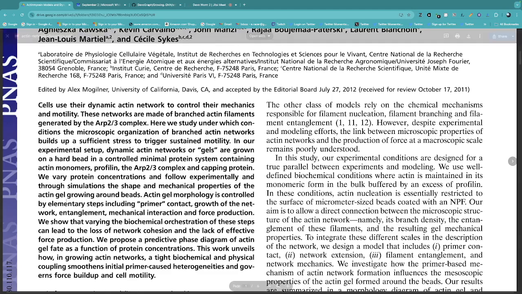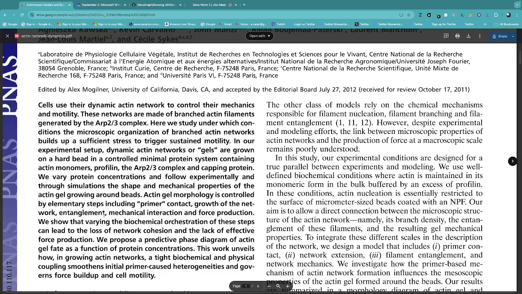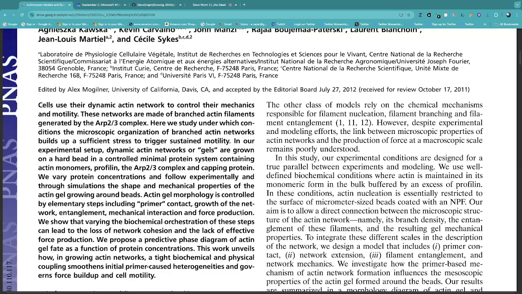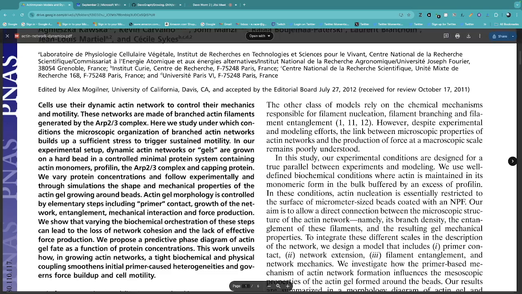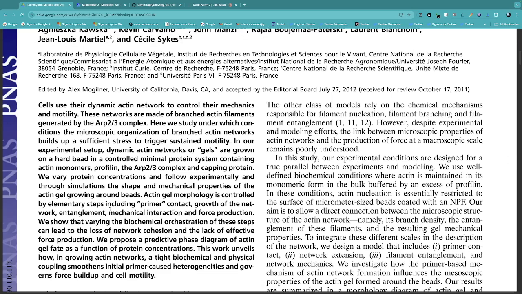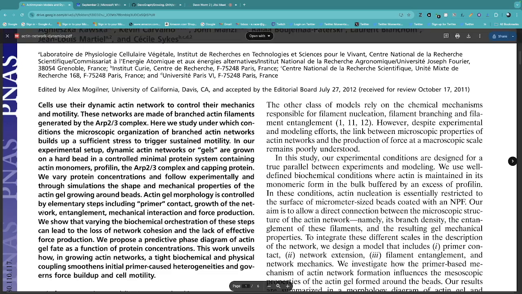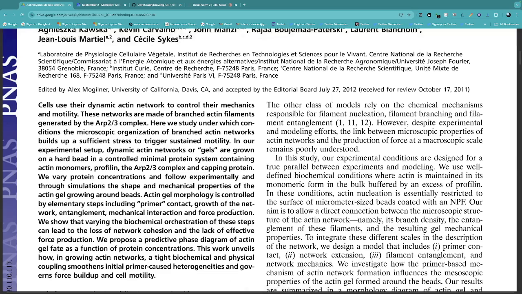Actin gel morphology is controlled by elementary steps, including primer contact, growth of the network, entanglement, mechanical interaction, and force production. So first of all, you have these elementary steps where you have to have these components sort of in this order. So you have primer contact, growth of the network. So these components have to come into contact. The network grows. Then there's this entanglement where they're integrated. Then they start to move, and there are these mechanical interactions, and then finally force production.